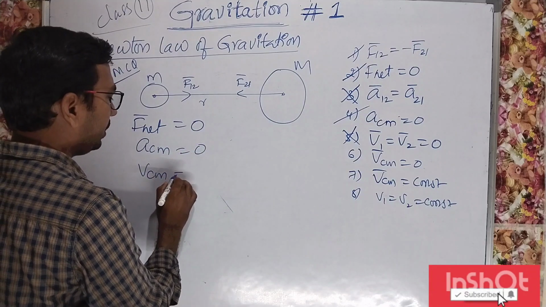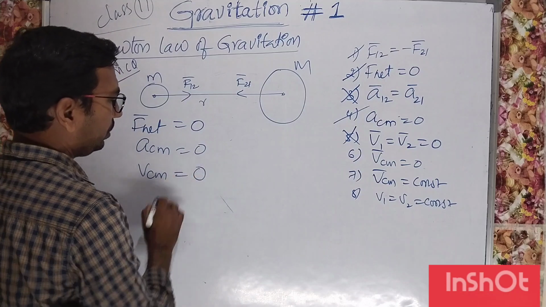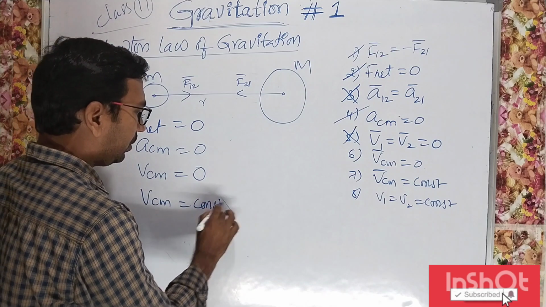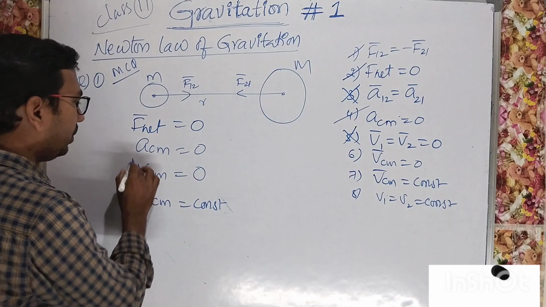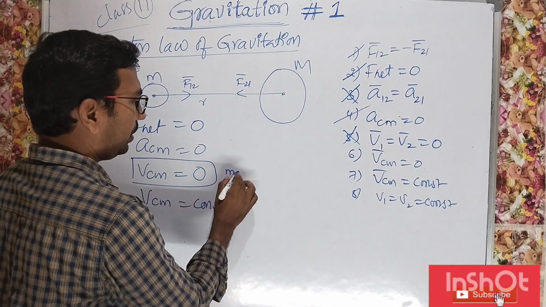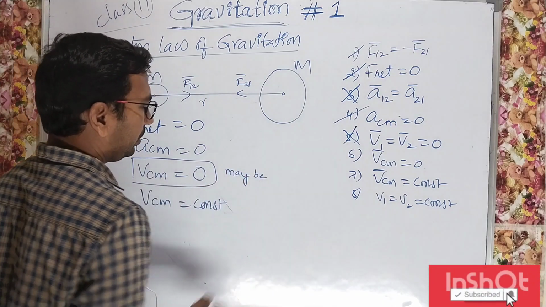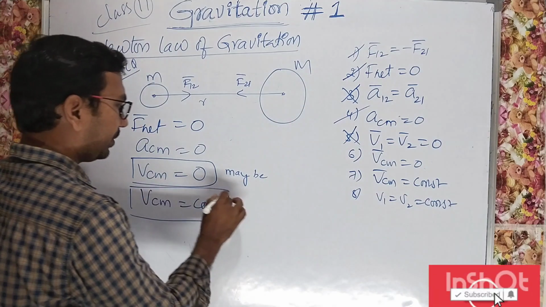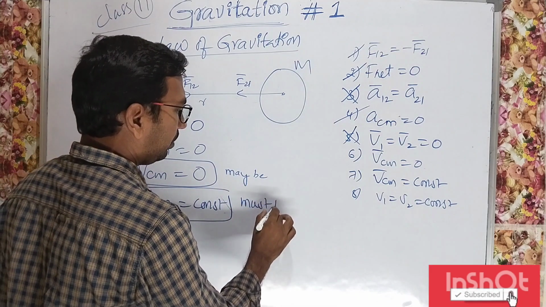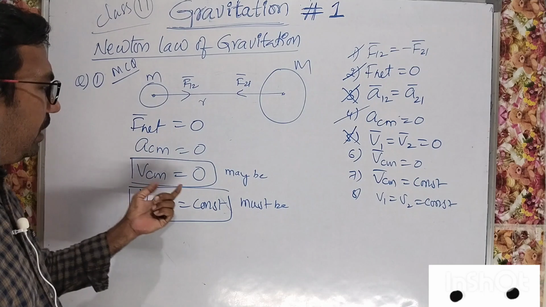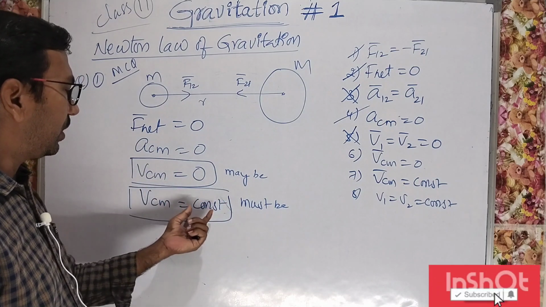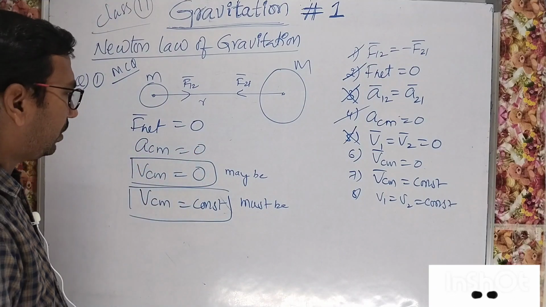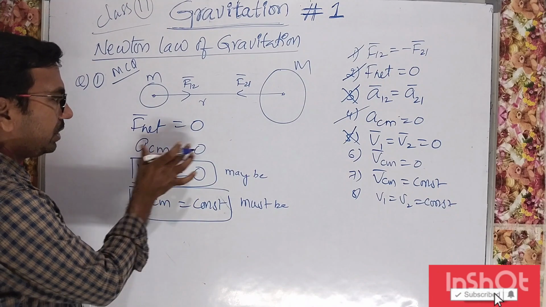VCM is equal to 0. Next, VCM is equal to constant. When VCM is maybe 0, so VCM is equal to constant, it must be constant. When VCM is equal to constant, it means ACM is equal to 0. Here ACM is equal to 0.